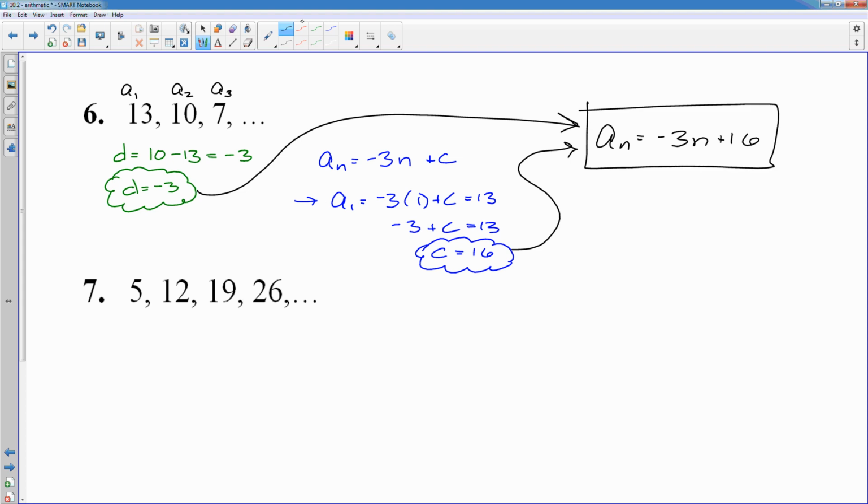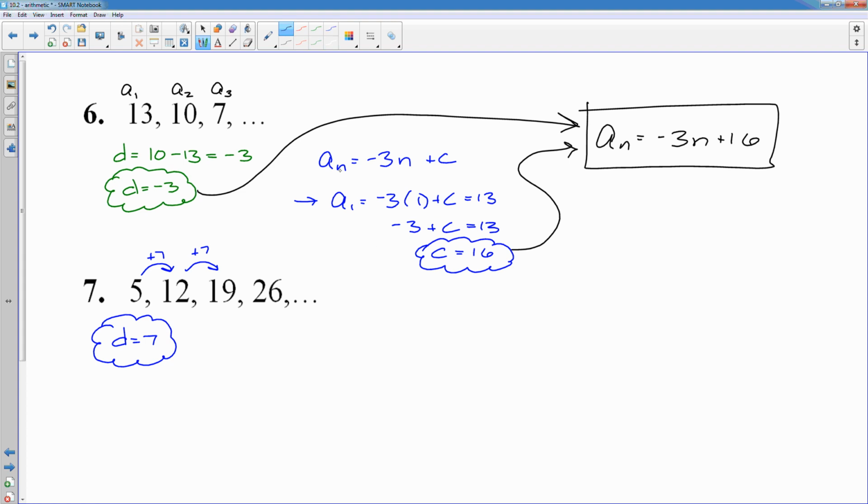Good? We'll do the same thing for this one. From 5 to 12, I am adding 7, and we're adding 7 each time. So my common difference is 7. We'll put that on hold for a second.